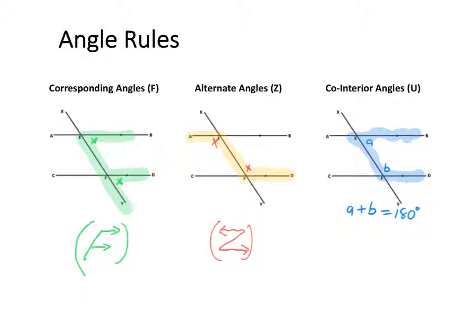So that's a summary of the angle rules that you will need to know to help you write your proofs for your similar shapes. So now let's have a look at a couple of quick examples of how we can use these rules to calculate the value of angles.